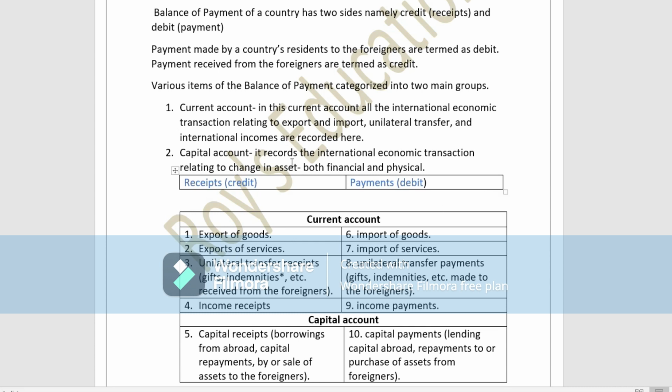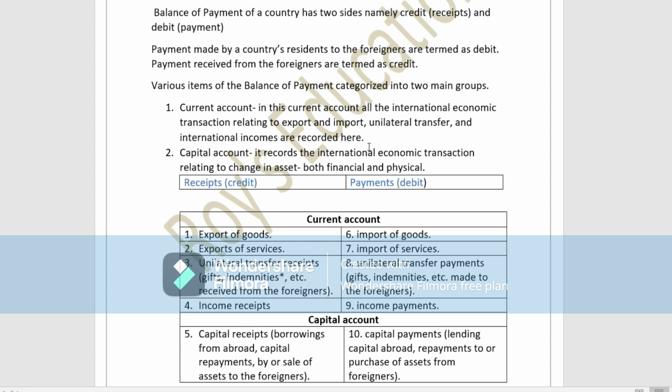And what is the capital account here? This is also an international economic transaction, relating to assets, both financial as well as physical. Now, first we will consider the current account, then we will discuss the capital account. So we will consider first the current account transactions, then we will explain the capital account transactions.